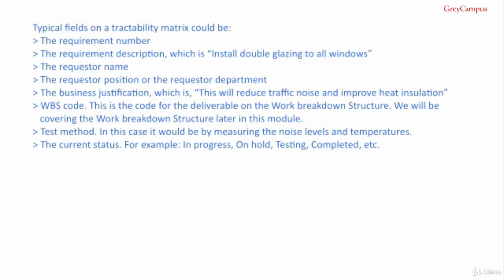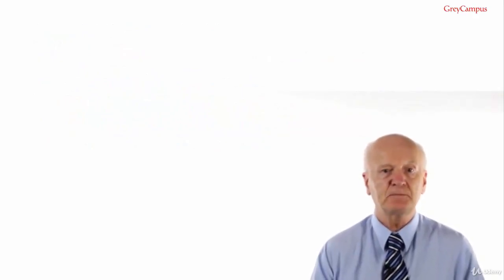This is the code for the deliverable in the work breakdown structure. We'll be covering the work breakdown structure later in this module. The test method in this case would be by measuring the noise levels and the temperatures. The current status, for example, in progress, on hold, testing, completed, whatever your organisation uses. The PMBOK Guide is not prescriptive in many areas.